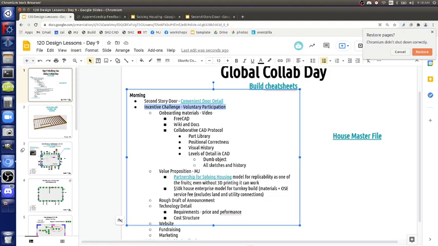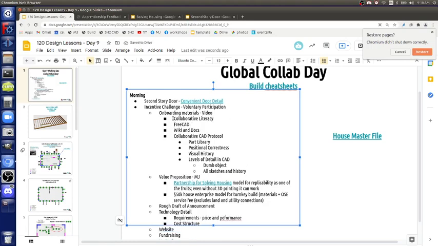Yeah, right now it's CAD, it's onboarding. We're talking about collaboration in general. If we talk about large scale collaboration, I pointed out the main tools, but first I would call it collaborative literacy, just the concepts of what's going on here. And then you go into the tools like FreeCAD, wikis and docs, and collaborative CAD protocol, which I broke down further into all this other stuff.